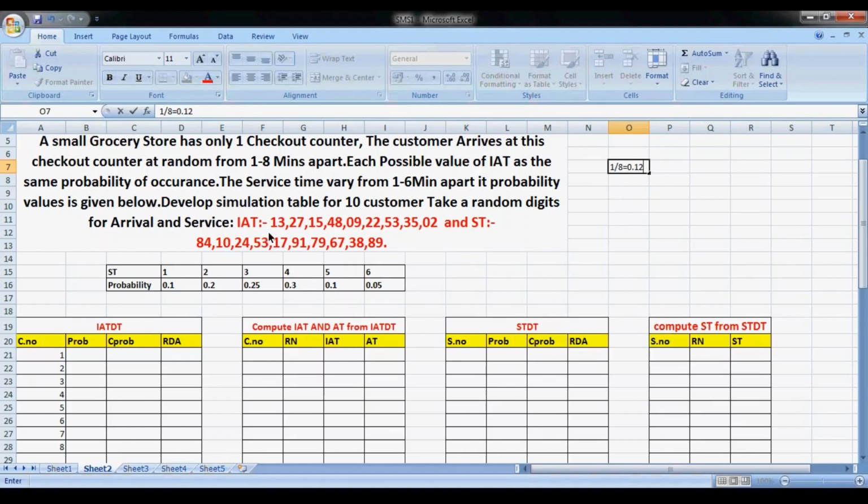But when you see the random digits, the random digit for interval time is given as 2 digits. So we have to consider only 2 digits of the result which we obtain from 1 divided by 8. So make it an equal probability. Each has an equal probability. Write down equal probability.